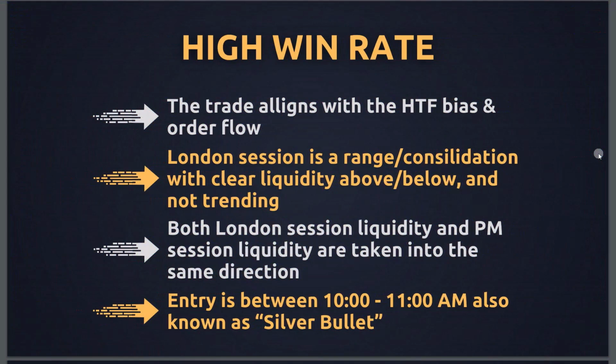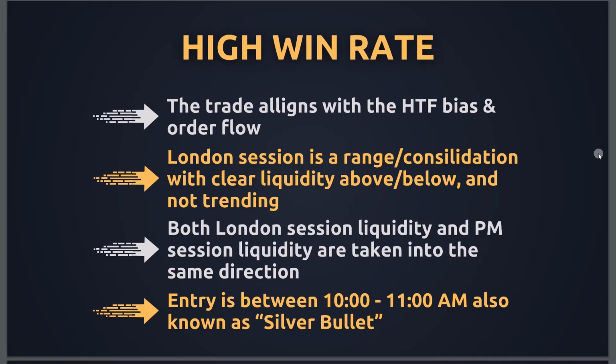Now, what are some things to look at to get a high win rate in this setup? First of all, the trade needs to be aligned with the higher time frame bias and the order flow. Second, you want to see the London session as a range or a consolidation, or even if it's not a range or consolidation, we want to see a clear liquidity. We want to see that the London high is a clear liquidity and the London low is a clear liquidity also. Third, both London session liquidity and PM session liquidity are taken in the same direction.